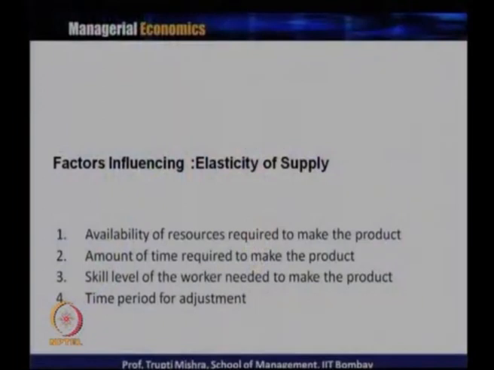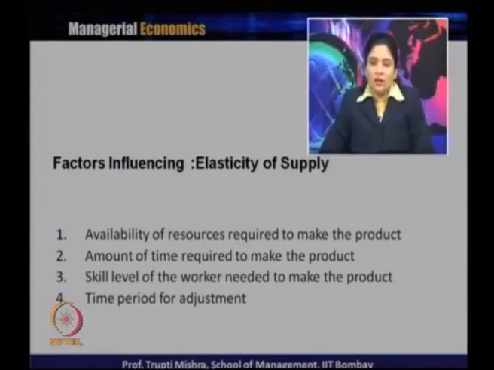Now, we will see what the factors are that influence the elasticity of supply, or what specific factors influence whether supply is elastic or inelastic. The first factor is the availability of resources required to make the product. If the resources are easily available, or can be procured immediately, then the supply is more elastic, because whenever there is an increase in the price, it can be matched with an increase in the quantity supplied by increasing production.